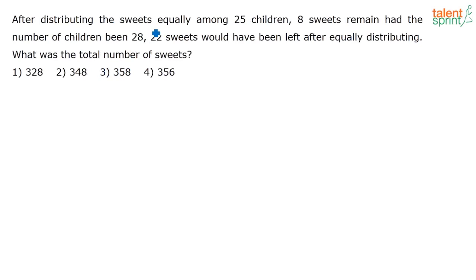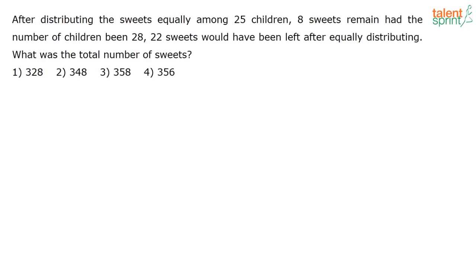After distributing the sweets equally among 25 children, 8 sweets remain. Had the number of children been 28, 22 sweets would have been left after equally distributing. What was the total number of sweets? So how do we solve this? Now for this particular question, don't try to sit and solve because it's going to be lengthy. Go with the options and give me the answer. That is the easiest way to solve this question. Don't even think of any other method.